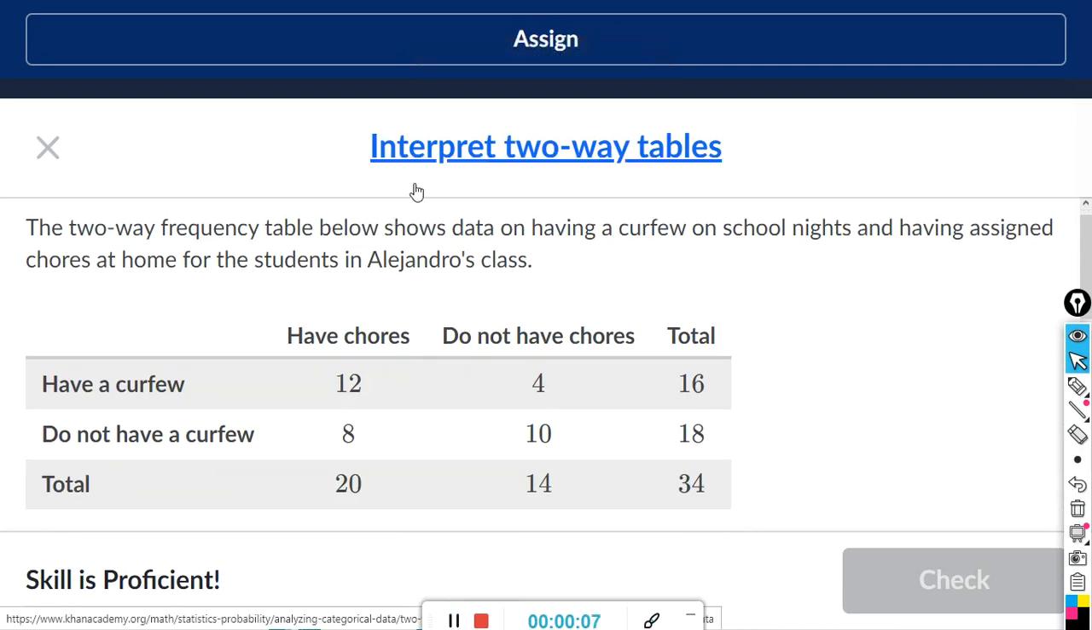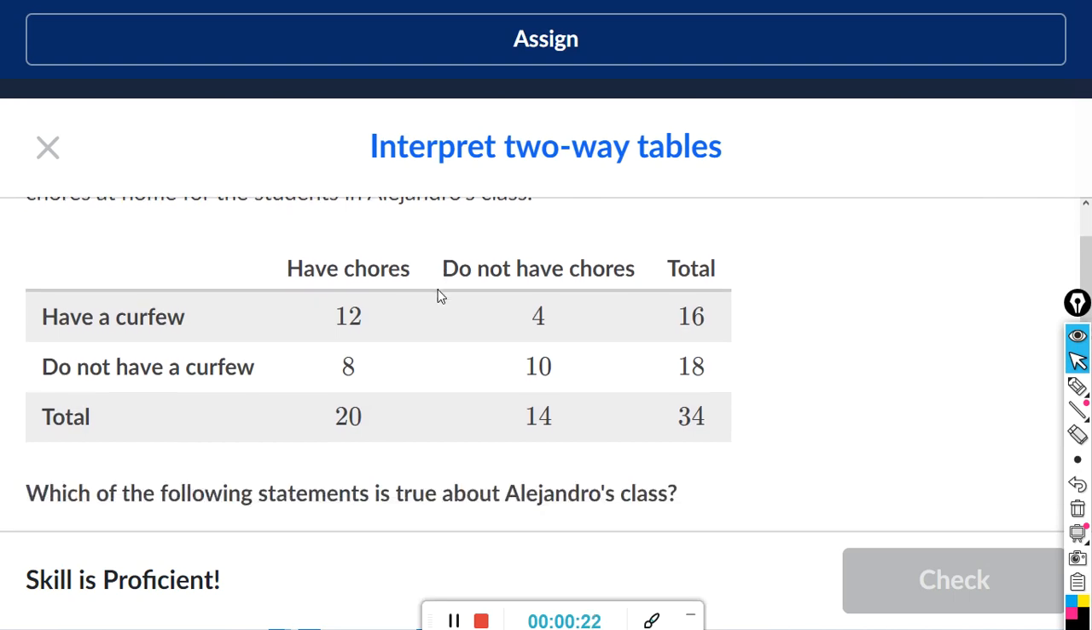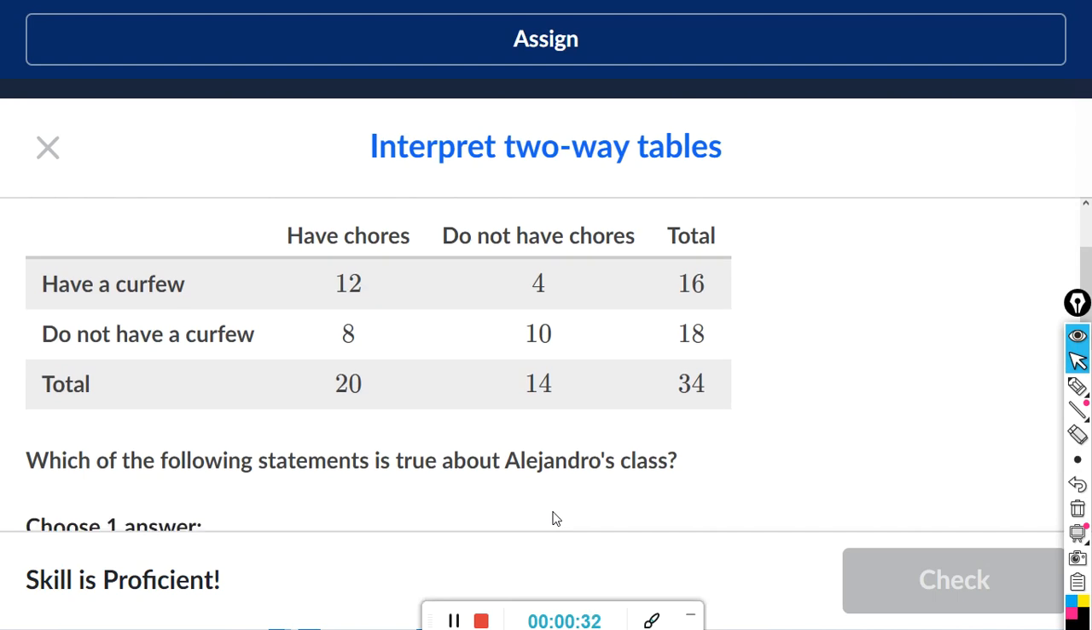This will be for the con assignment, interpret two-way tables. The two-way frequency table below shows data on having a curfew on school nights and having assigned chores at home for the students in Alejandro's class. Okay, so they have a total for the columns and they have a total for the rows. Which of the following statements is true about Alejandro's class?